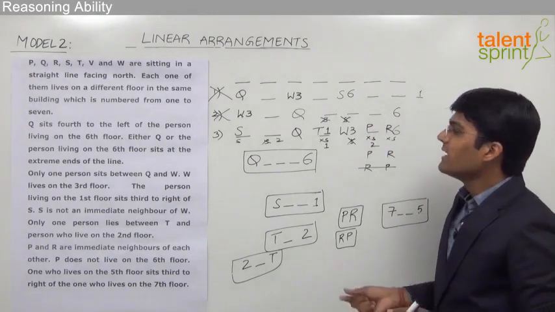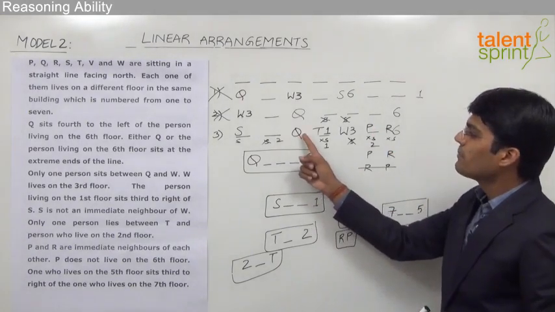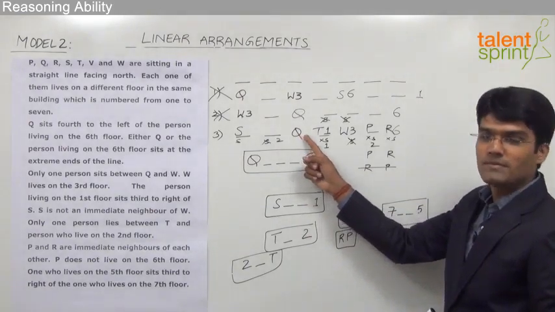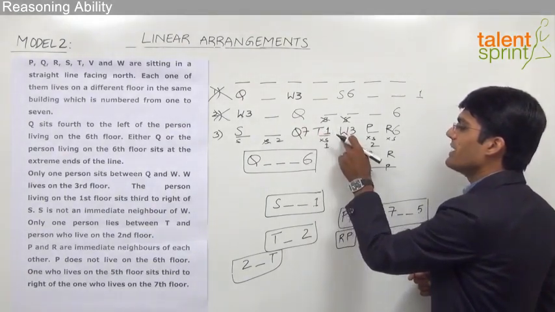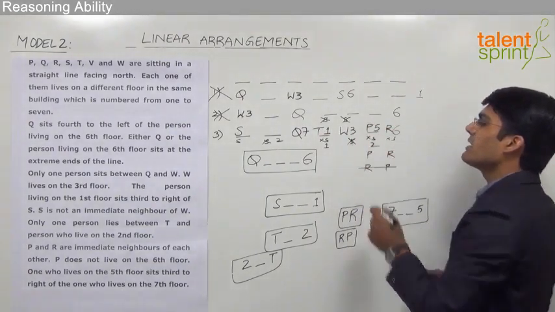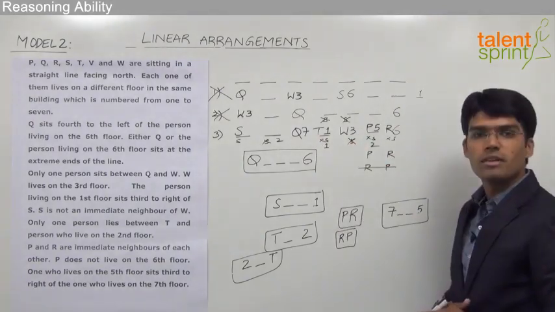So very clearly the only possible position for the 7th floor person is the position which is already occupied by Q. So if we try to put 7th floor for Q, we should have a gap of 2 places, and then the 5th floor comes here. So this is how we have adjusted 7th floor and 5th floor in the arrangement.